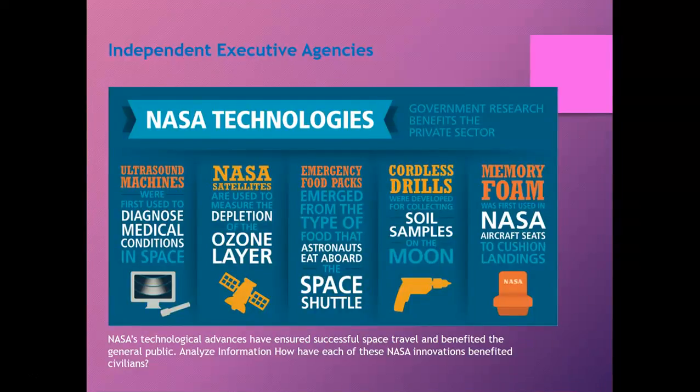If we look at some of the things that NASA helped develop, ultrasound machines were first used in space. NASA satellites do things like measure the ozone layer. A lot of the emergency food packs that we put in our backpacks today, or that you can buy from Cabela's, were first on the space shuttle. They eventually started the whole idea of cordless drills by trying to drill on Mars in the 60s. Now cordless drills seem so much a part of life today, but they weren't back then.